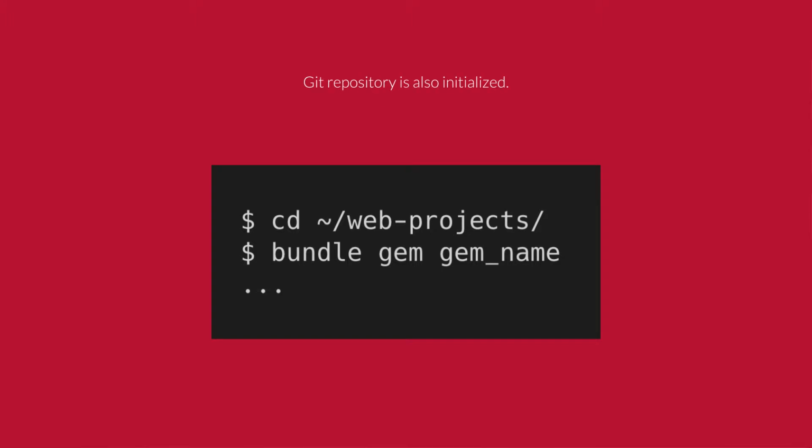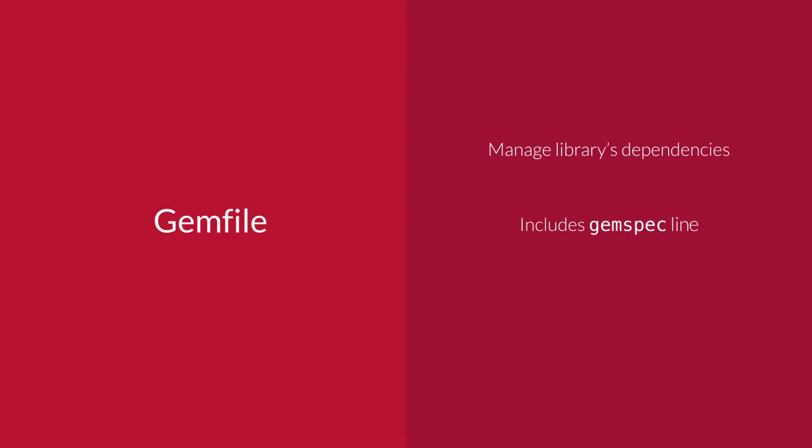If you've never run bundle gem before, it will also ask if you want to include a code of conduct file and a license file. The files that are automatically generated are a Gemfile, which is used to manage our library's dependencies. This file contains a gemspec line, which means that Bundler will include dependencies that are specified in gemname.gemspec as well. Standard practice is to specify all your gem dependencies in the gemspec.